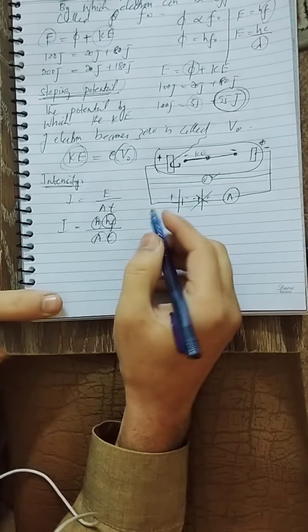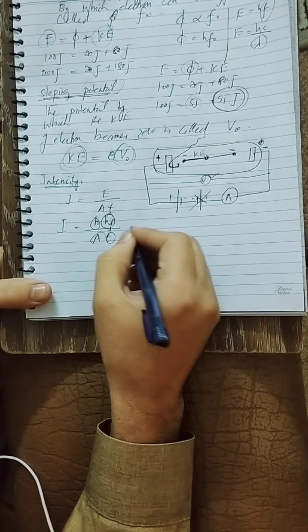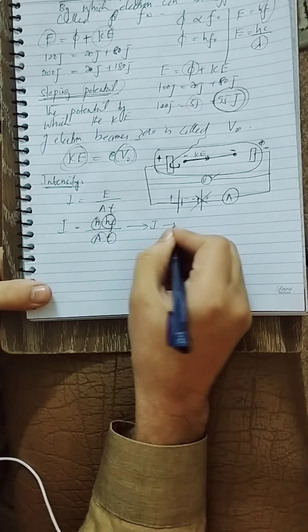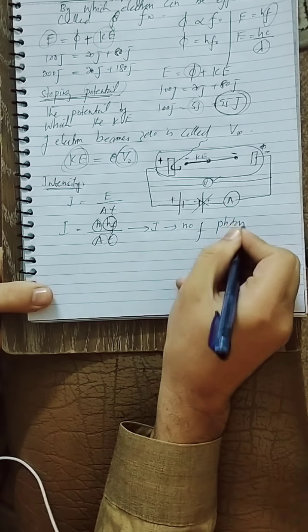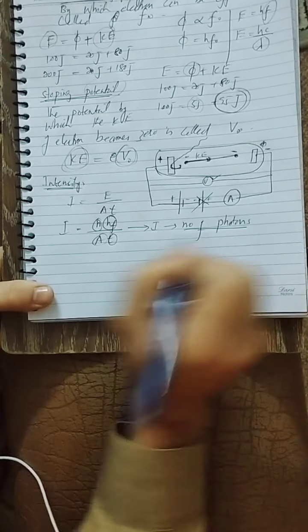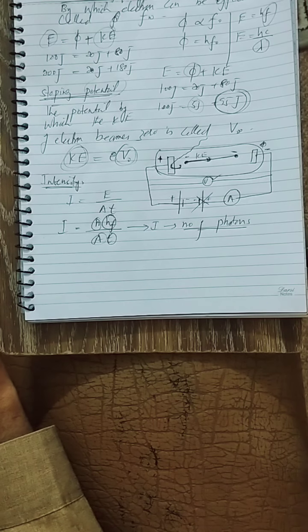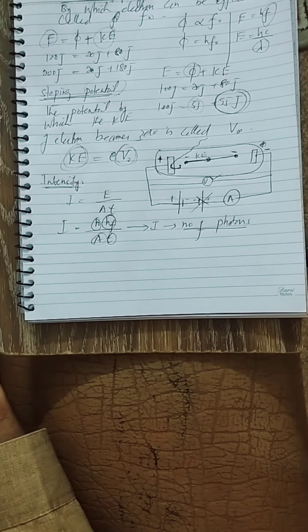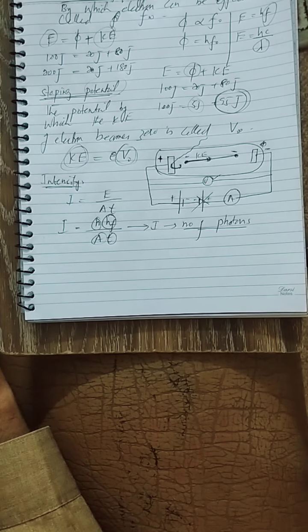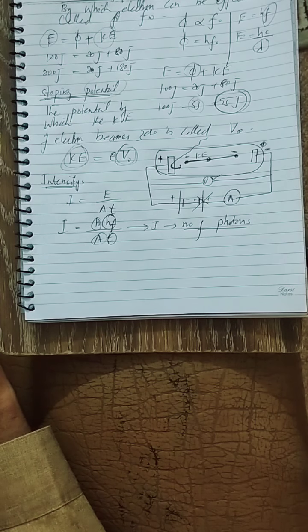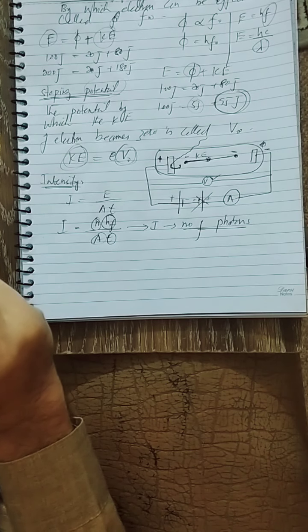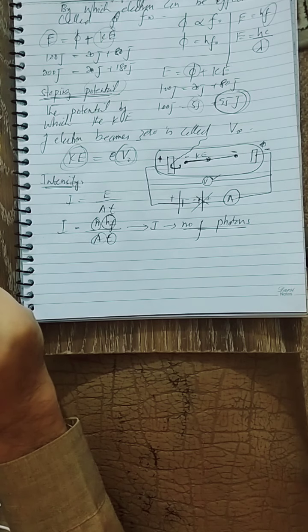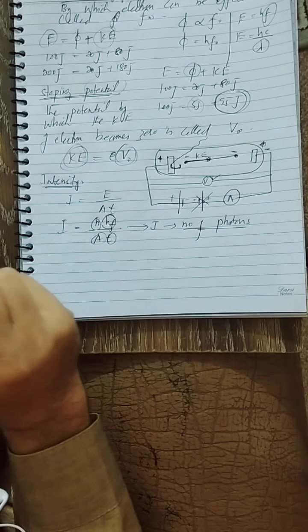So for simplicity, we can call the intensity the number of photons. For simplicity, we say that intensity is defined as the number of photons. So it means that if we increase the number of photons, we increase the intensity. In our daily life, intensity means brightness.